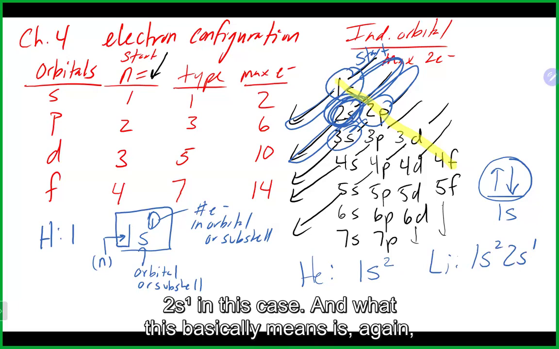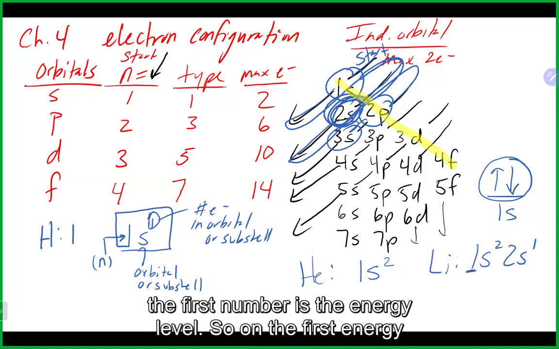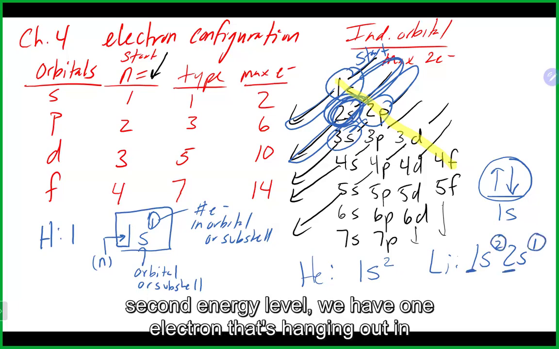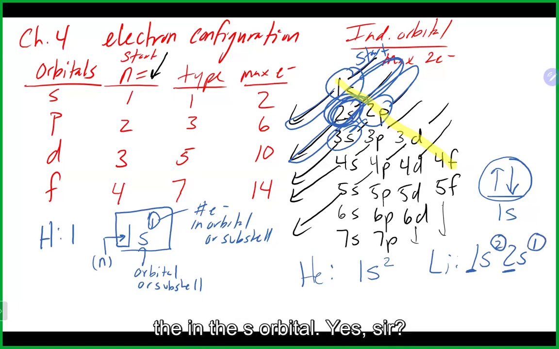And what this basically means is, again, the first number is the energy level. So on the first energy level, we have 2 electrons. On the second energy level, we have 1 electron that's hanging out in the s orbital.